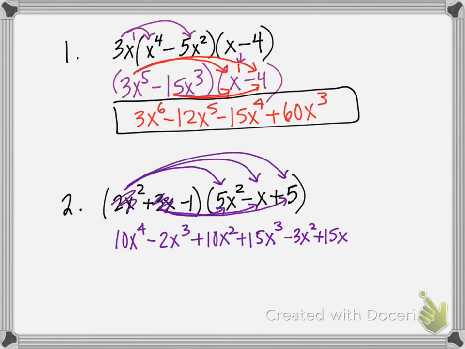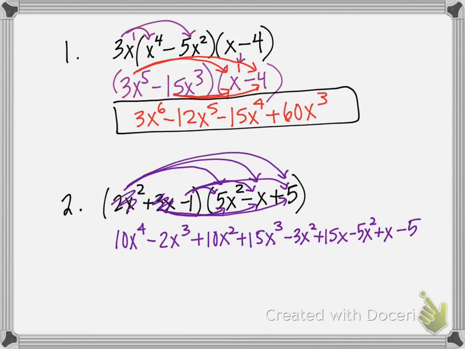Lastly, I'm distributing the negative 1 to all 3 terms. So negative 1 times 5x squared is negative 5x squared. Negative 1 times negative x is positive 1x. And negative 1 times 5 is negative 5. All right, there's my 9 terms.